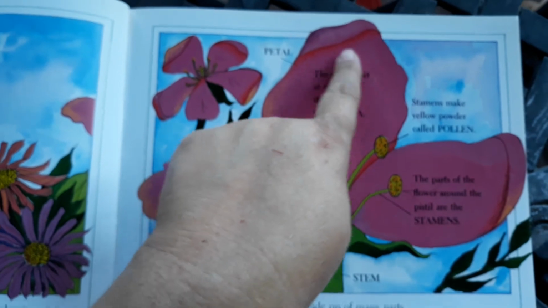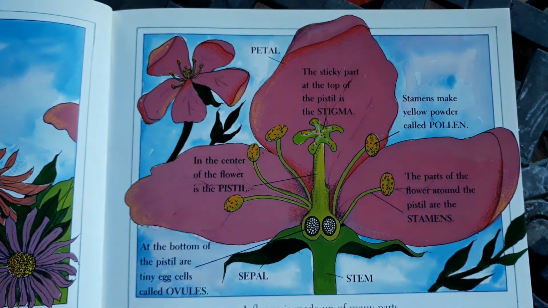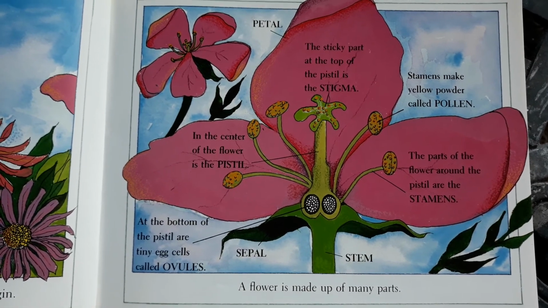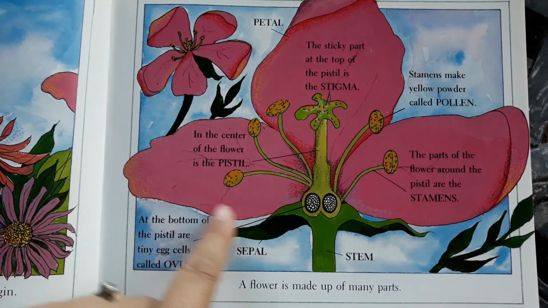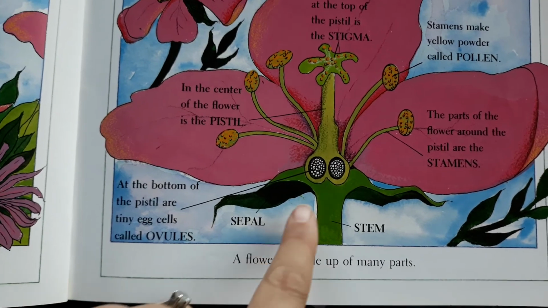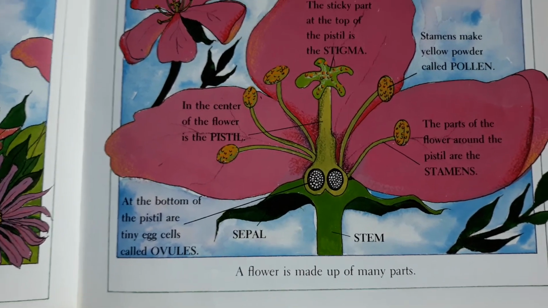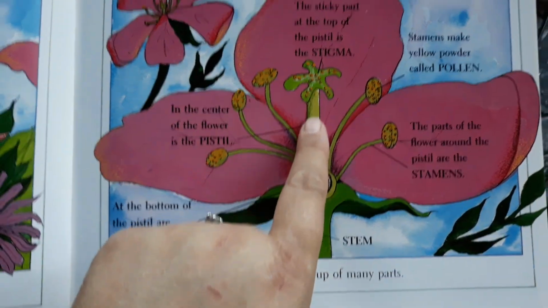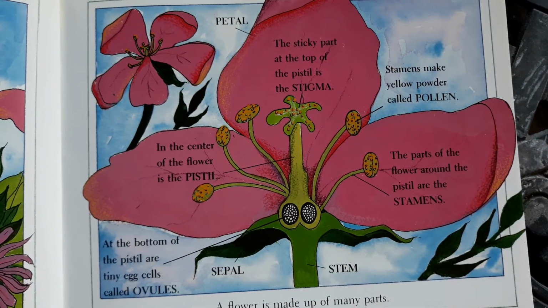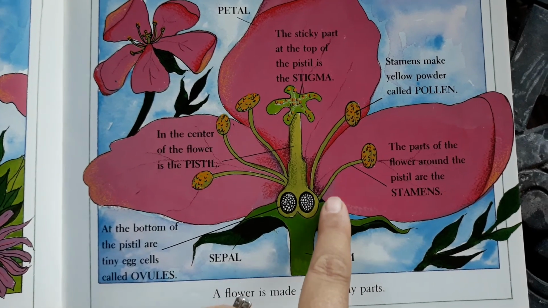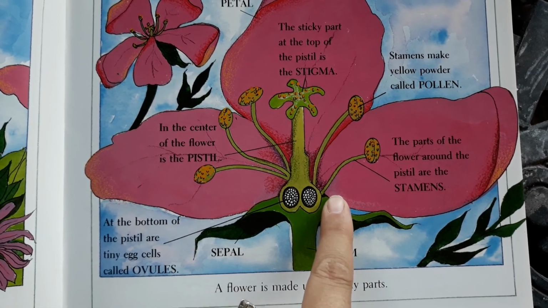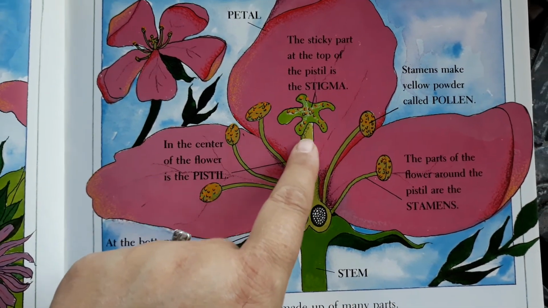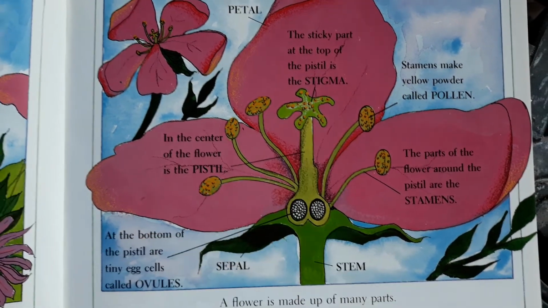So this part of the flower is called the petal. Can you say that? Say petal. Good job. And let's see, there's all different kinds of parts that are inside the flower that we can't see. So in here, this part here is called the pistil. These guys here are called the stamens. And what else? This top part here is called the stigma.